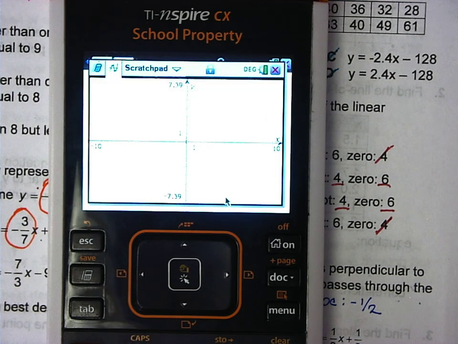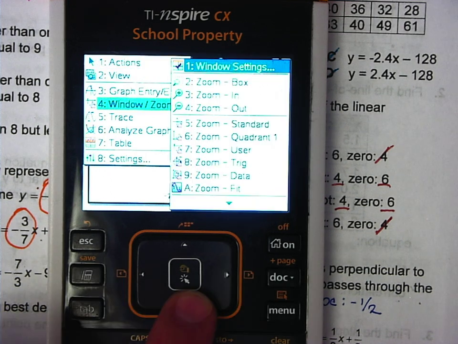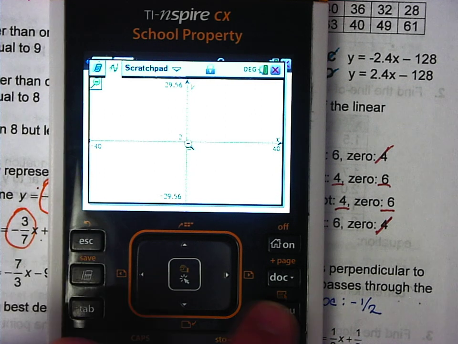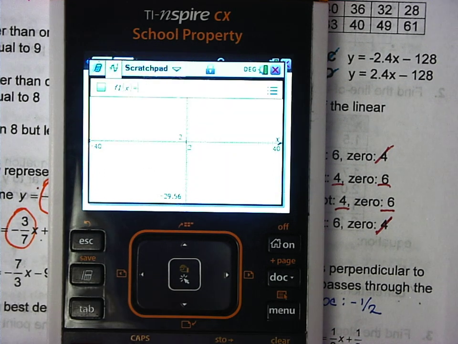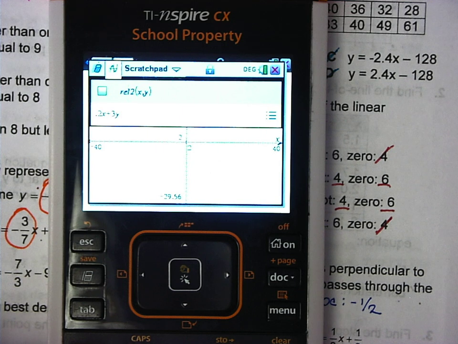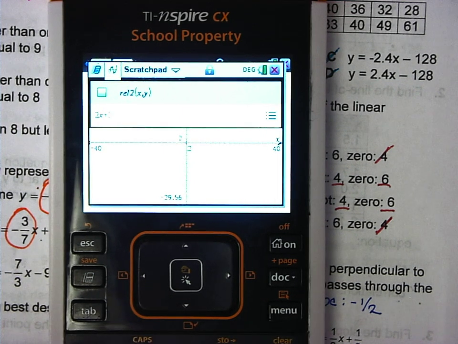I'm not sure what I did there. Let me go ahead and zoom out so I can actually see my graph, which I can't see, so I should enter it again. 2x, whoops. Sorry for taking so long. I would have been more prepared had I known I would have had these issues. 2x plus 3y equals 12.